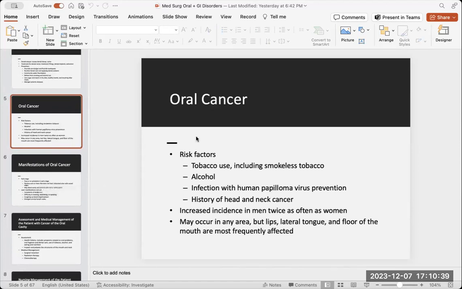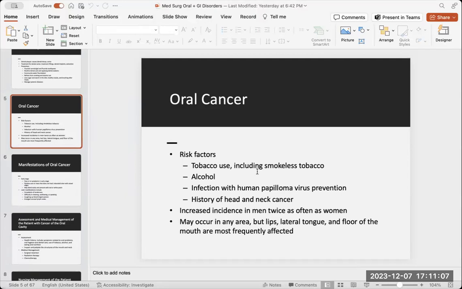Oral cancer, right? So that is a cancer that we're getting in the mouth. And risk factors, which, like I said, are going to repeat a lot in the GI system, is tobacco use or smokers, right? Alcohol, infections like human papillomavirus, okay? Because that could be like mouth warts and that could lead to systemic infections and a whole bunch of problems. History with the cancer of the head and neck.